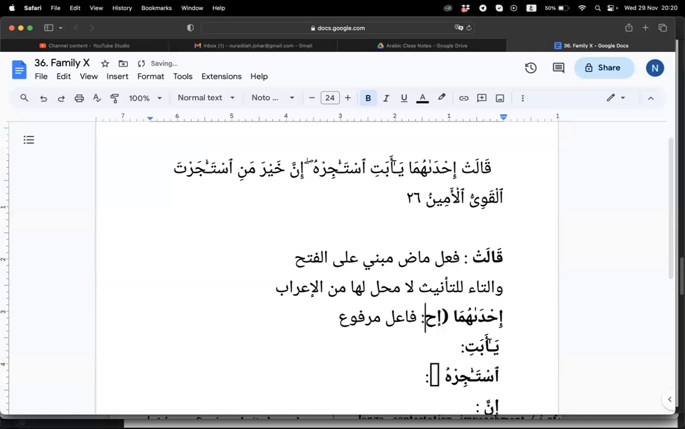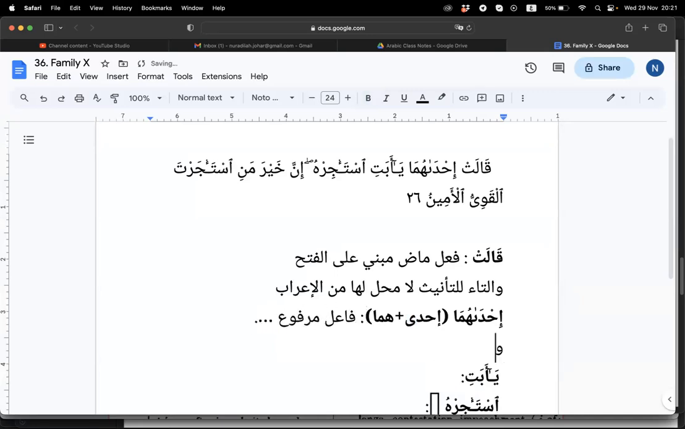So this is actually what word? Ihda plus huma. This ihda is the feminine version of ahad, so it has an alif at the end. When it's attached to an attached pronoun, it becomes a standing alif or a short alif. We haven't learned how to say marfu' bil-waw yet, so we will skip that. But the huma is dhamir muttasil fi mahali jar bil-idafah. Yes. Good. Abati we haven't learned, but this is basically munada. We'll talk about this later.